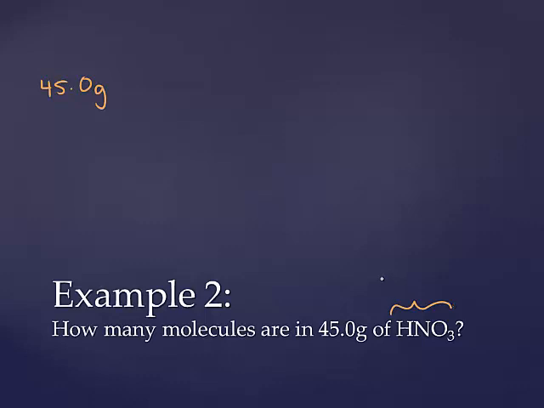So I know that there is 1 hydrogen, which weighs 1.01. I know that there's 1 nitrogen, which weighs 14.01. And there's 3 oxygens, which weighs 16. So that means that my molar mass for this particular molecule is 63.02 grams per mole. So back to my calculation.